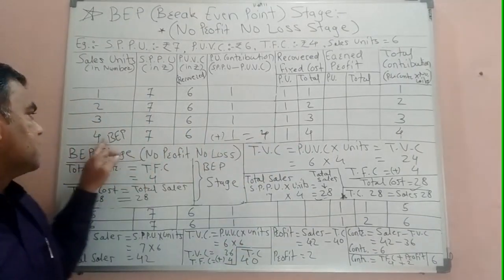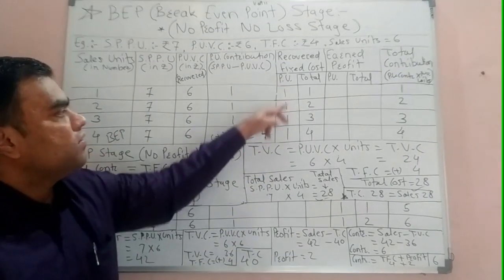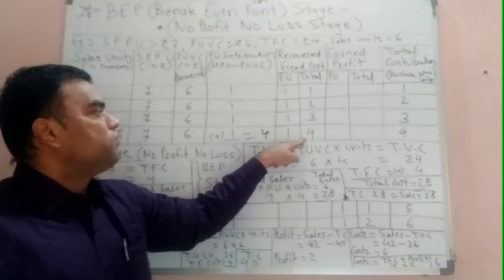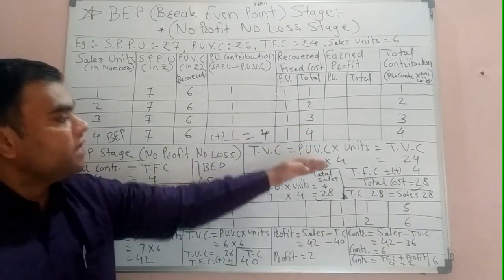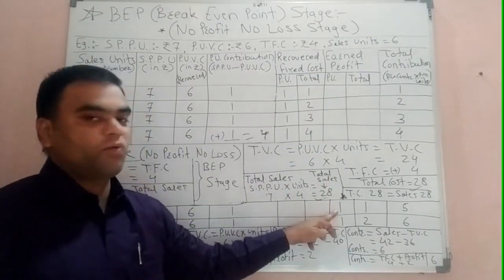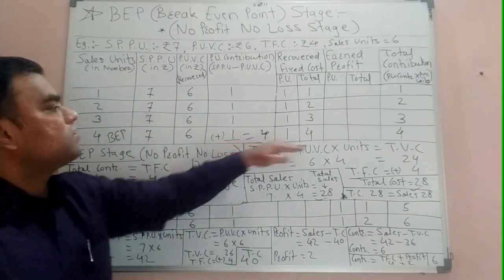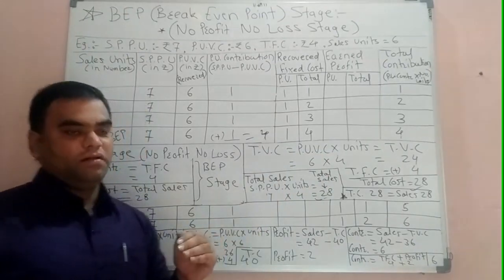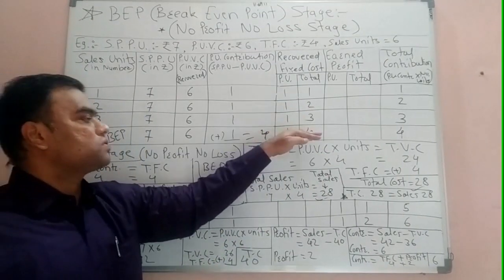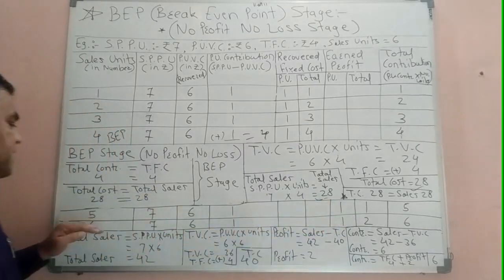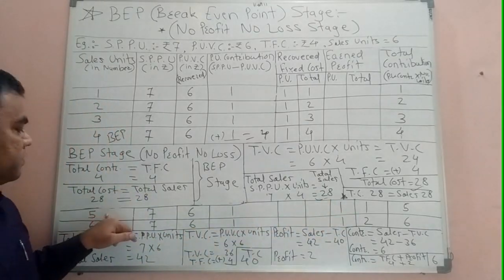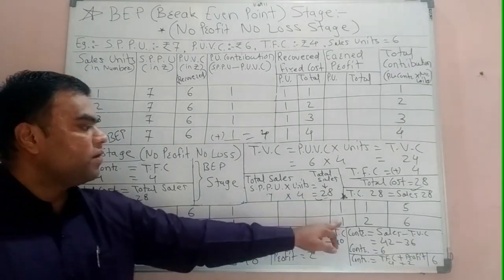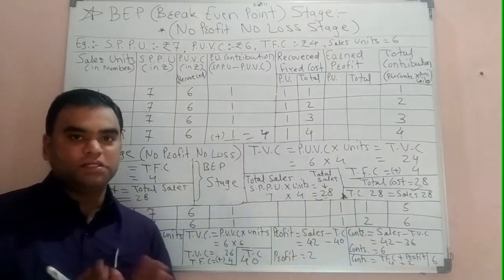As you can see, up to the 4th unit sales level, our contribution was utilized to recover fixed cost. When our total fixed cost of rupees 4 got recovered completely, then we started earning per unit profit. Up to that level, we could not earn profit because our fixed cost remained to be recovered. When we completely recover that fixed cost, then we start earning per unit profit. You can see at the 5th unit sales level, we have earned ₹1 profit. At the 7th, ₹1 profit. Total 2 profit we have discussed.